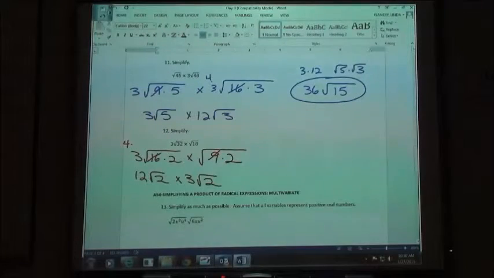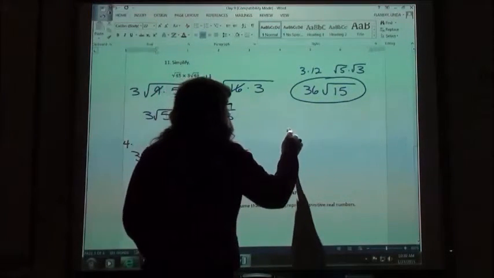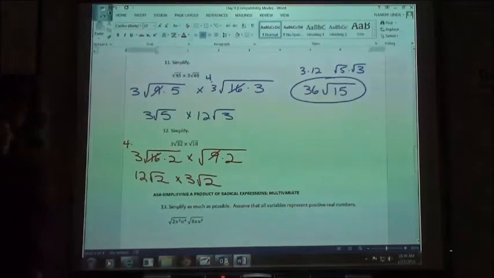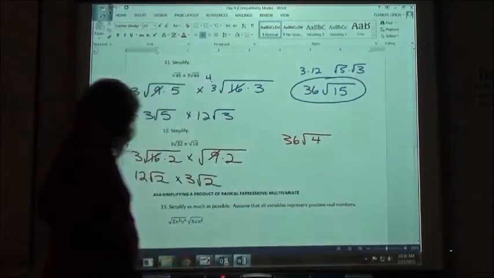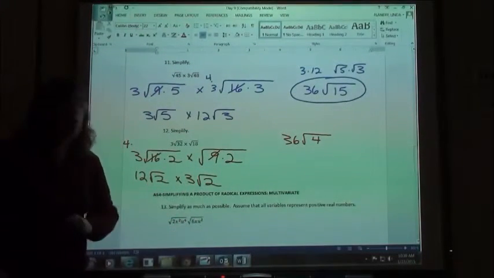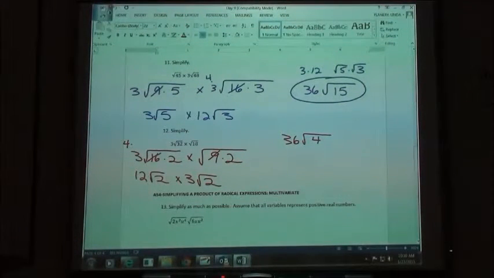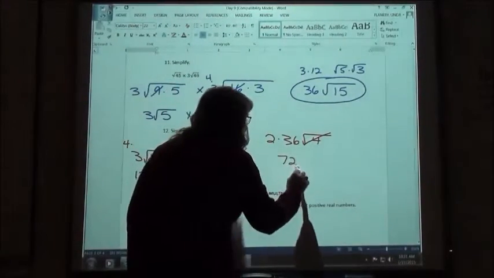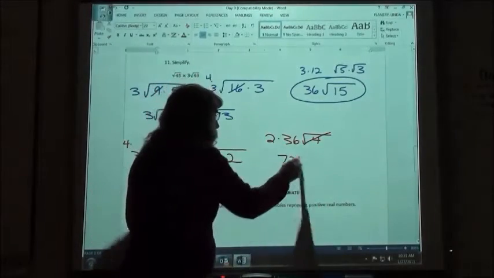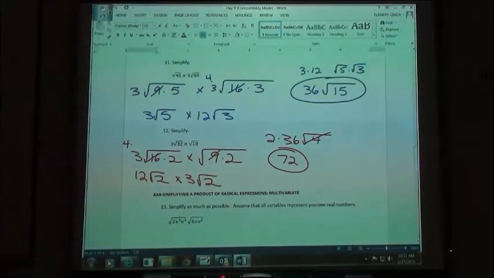So now when we multiply them, what are we going to do? Exactly. 12 times 3 is 36. Square root of 2 times the square root of 2 is the square root of 4. So we look at our square root. Can we simplify that? Yep. 4 is a perfect square, right? We don't even have to do any factoring. We just have to do the square root of 4. When we do the square root of 4, what do we get? 2. We're going to multiply that 2 by the number in front, which gives us 72, and there's nothing left in that square root. So we just get a nice whole number on that one.